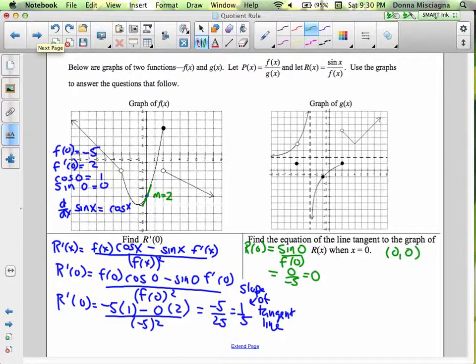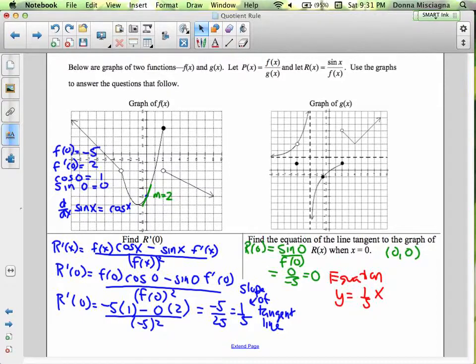So we don't really need to use point-slope if our point is 0, 0. Our equation is just going to be y equals 1/5 x. You can put y minus 0 equals 1/5 x minus 0, but it's still going to equal y equals 1/5 x. And this one is done. Nice equation, huh?